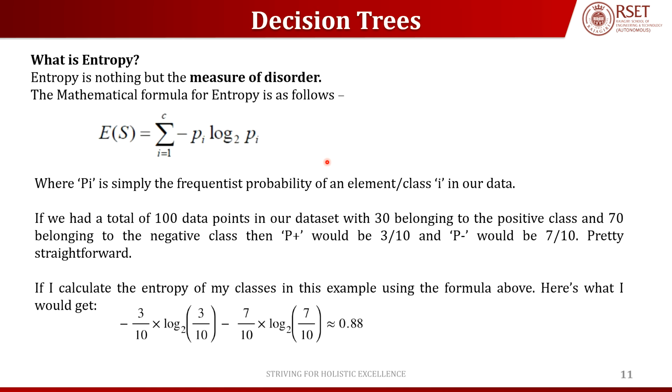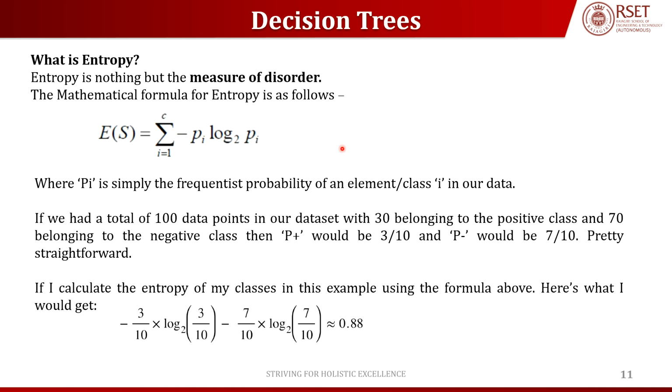Now what if we have a basket with an equal number of apples and oranges? If you reach in, you have no idea what you're going to get. It's totally mixed up. So this basket is as messy as it can be, and we would say it has the highest possible entropy. So in simple terms, entropy is our way of quantifying how mixed up our data is.